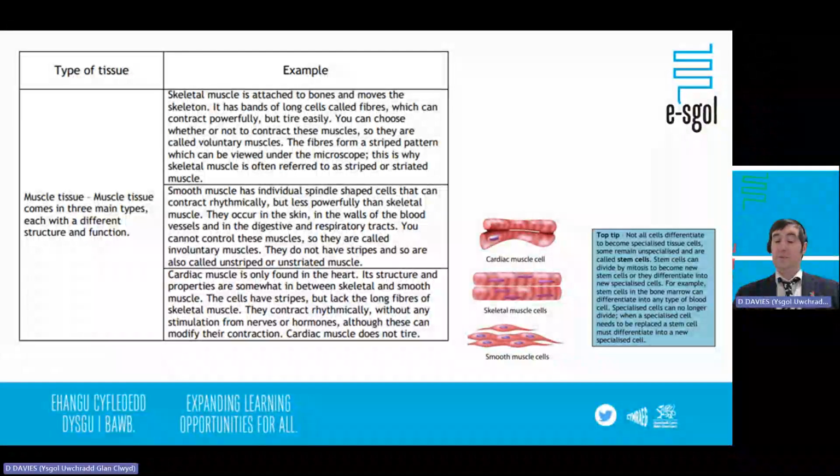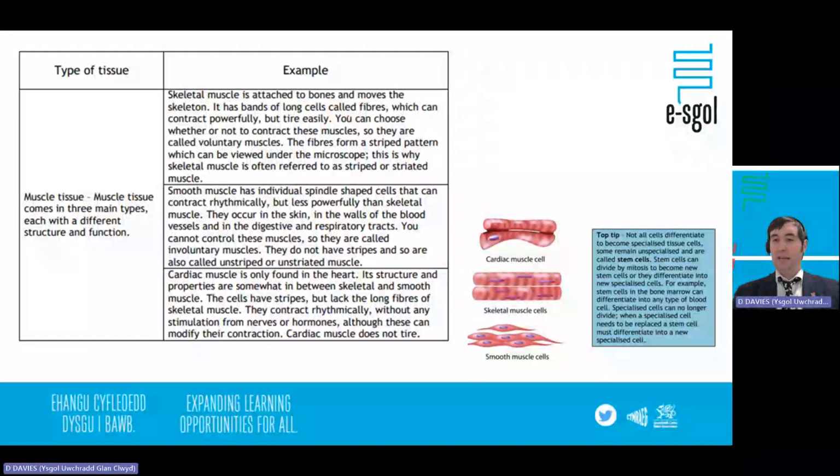And then cardiac muscle, which is obviously found in the heart. Cardiac muscle cells contract rhythmically without any external stimulation. Skeletal muscle needs some sort of external information. There needs to be a message from the brain in order to get them to contract, and therefore you move, whereas cardiac muscle does not require that. It is myogenic.